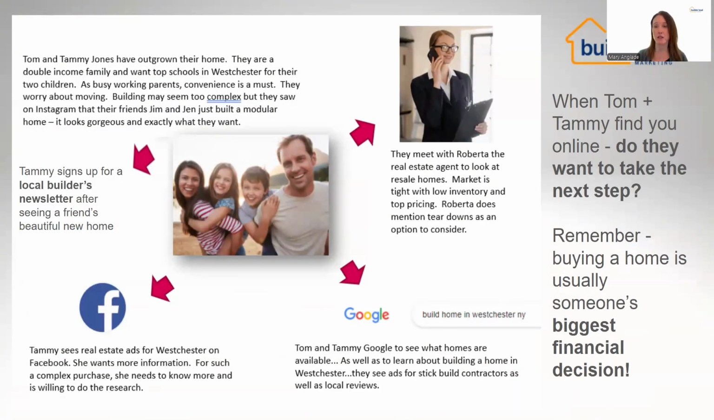So here is just an example. Again, I think you have to realize that people are online, and they're online in different ways. So here is a potential avatar family. They've outgrown their home. They both work. They have means. They have spoken to their real estate agent, but there's not much on the market, which is so true of so much of the United States.